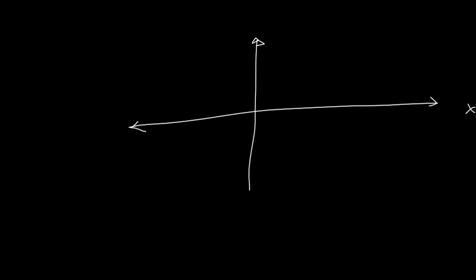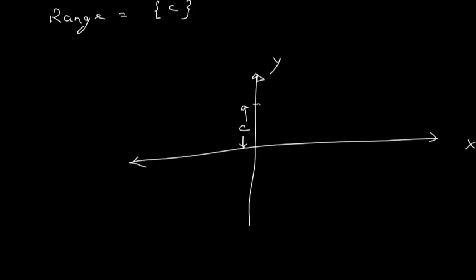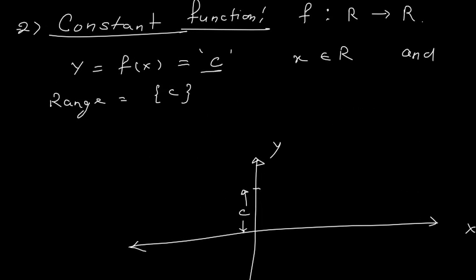This is your x-axis, this is your y-axis. Now whatever will be the value of x, value of y is fixed, which is c. So suppose this height is of c. Then when x is 0, y is c. When x is 1, y is c. When x is 2, y is c. When x is 3, y is c.